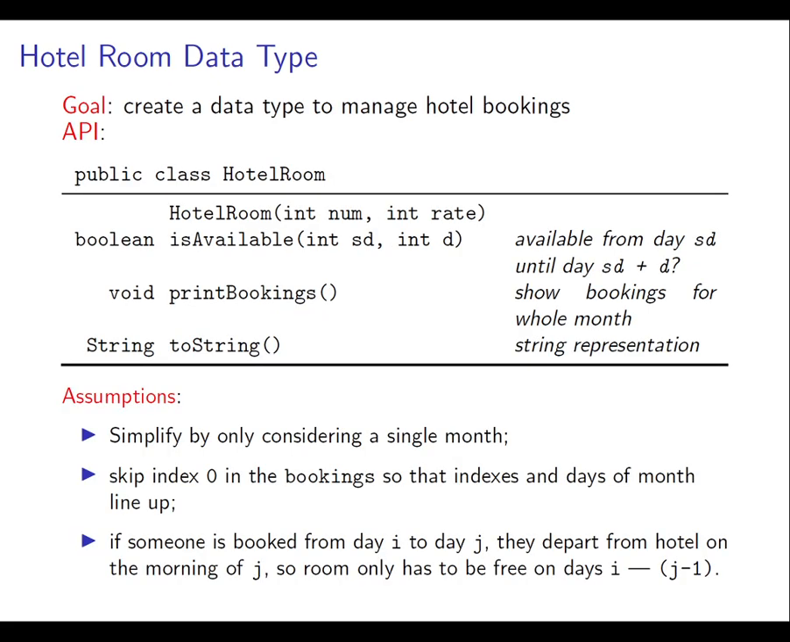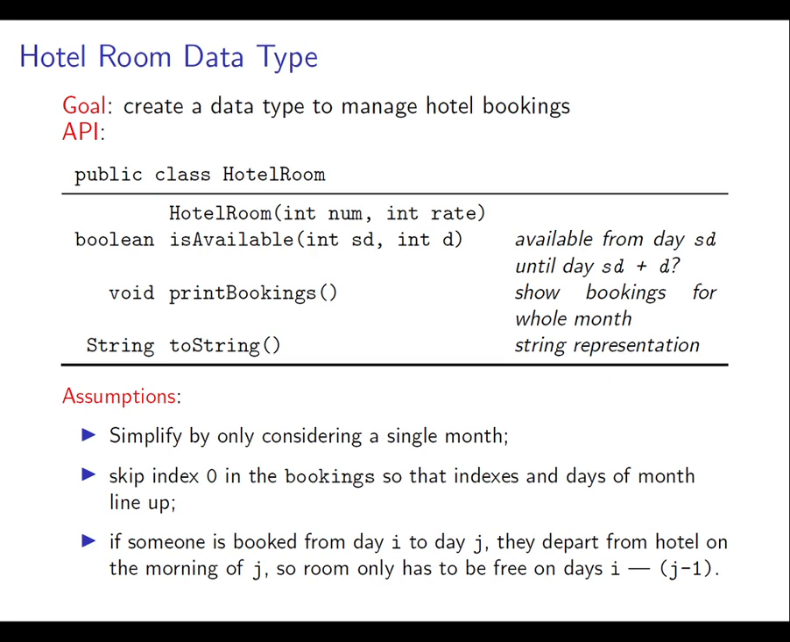So here in Java terms is the API that we're going to have. We're going to create a constructor, hotel room. Remember that that doesn't have any return type. That's why we've got a blank in the left-hand column. It's going to take two integers for the room number and the rate. There's our interface for the isAvailable method, and we've got the print bookings method, which is going to print something out, so that doesn't need a return type. It's just going to have a side effect. And we're going to have a string representation. We're going to define our own toString method. We're obviously simplifying because we're only considering a single month.